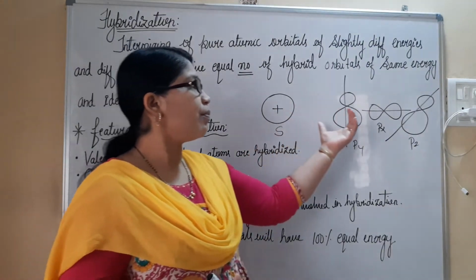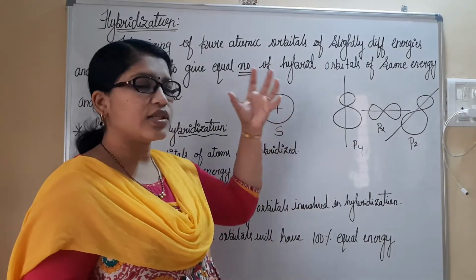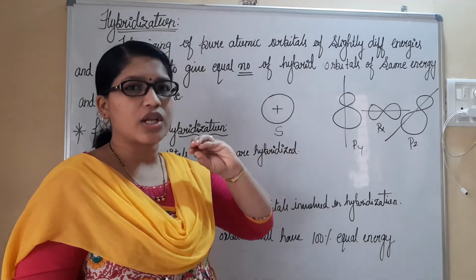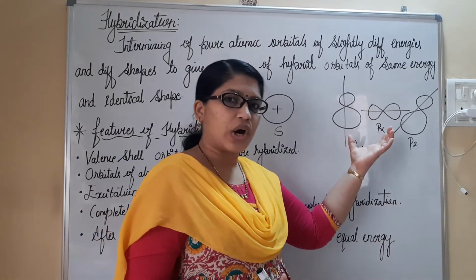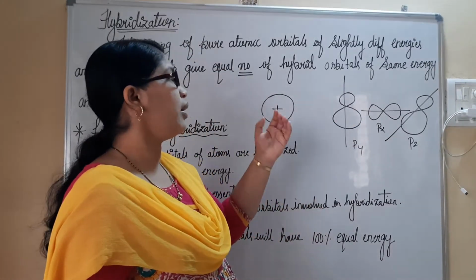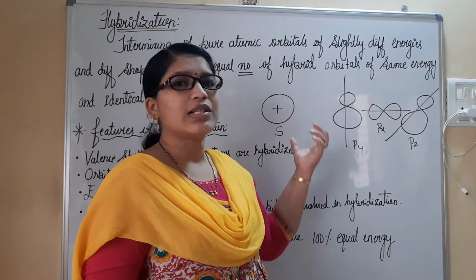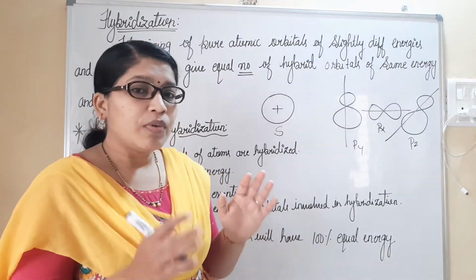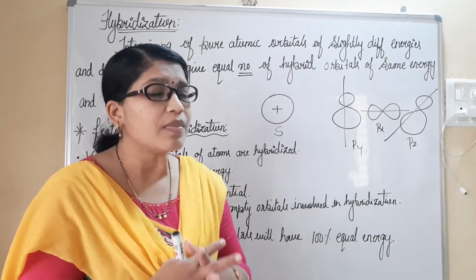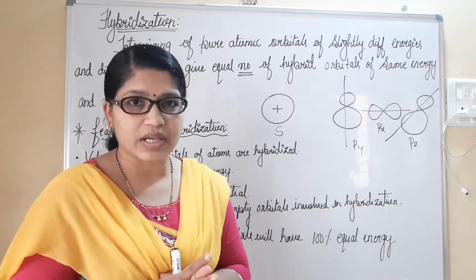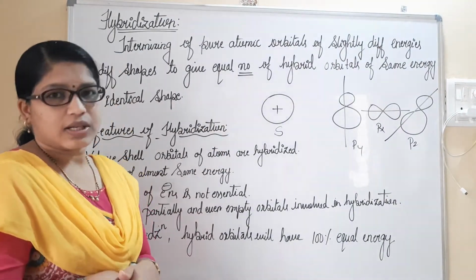S orbital and p orbital, in energy, if you consider, they are entirely different. S orbital is very close to the nucleus in an atom, and will have lower energy than that of the p orbitals. So we need to combine two different energy orbitals, having different shapes also. Before mixing they will be having different energies and different shapes, but after mixing they will have the same energy. That is what the definition of hybridization tells us.